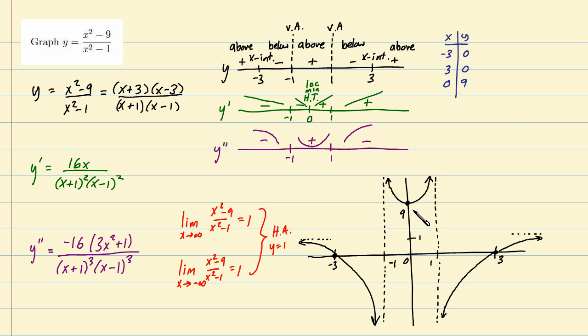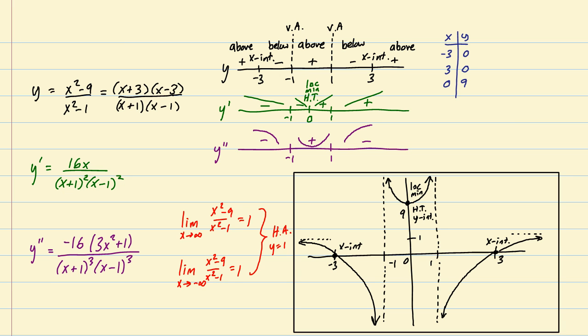We should label some stuff in here. This has a horizontal tangent. It is also a local minimum, like so. We have x-intercepts here and here. Going back to this point, this is also a y-intercept. And that captures pretty much everything. So let's put a box around it and call it done. And that's it.